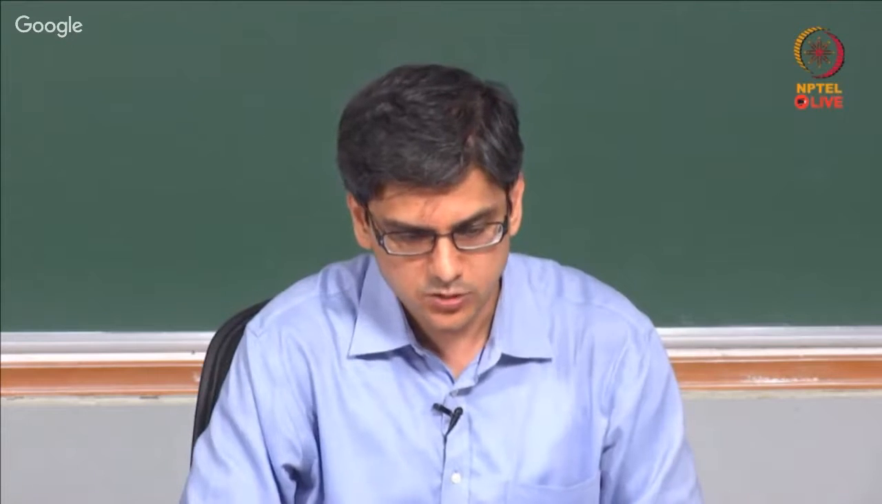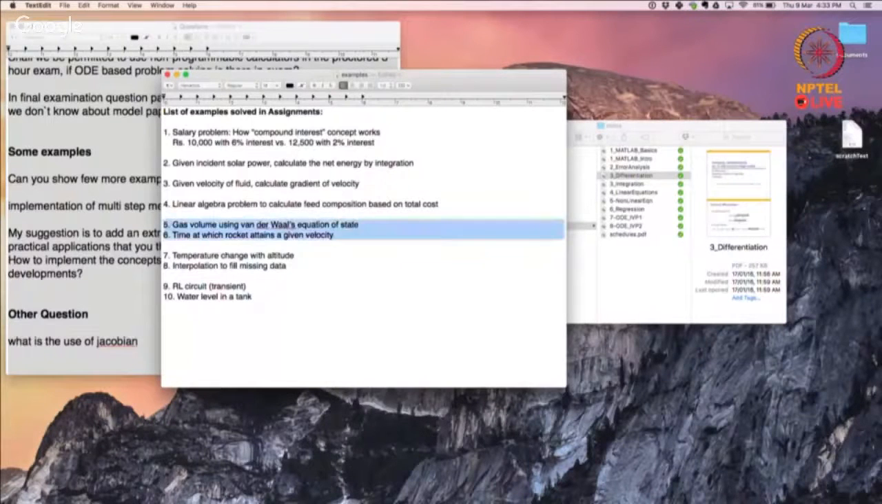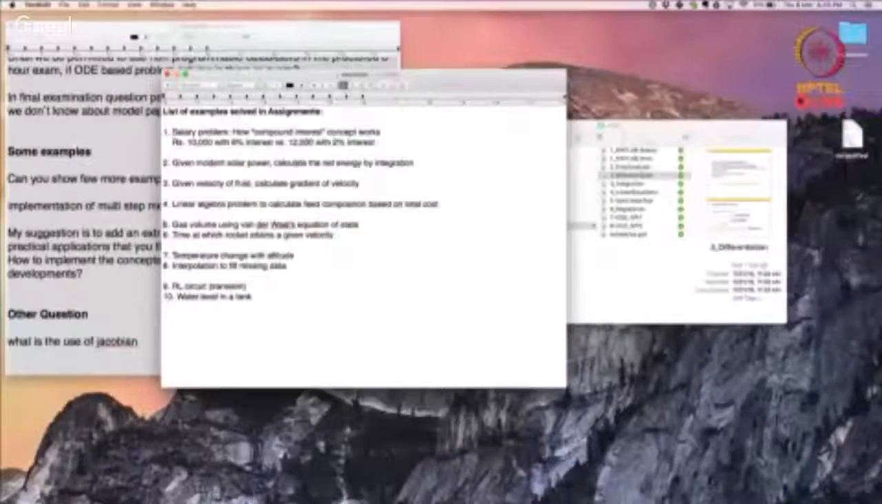Coming to the other type of problems, in nonlinear equation solving, we took 2 examples. One example was to find gas volume using the van der Waals equation of state. The ideal gas equation of state is a direct equation to find the volume. The van der Waals equation of state is a cubic equation in volume, so you have to use a solver such as fsolve or fzero to solve this kind of problem.